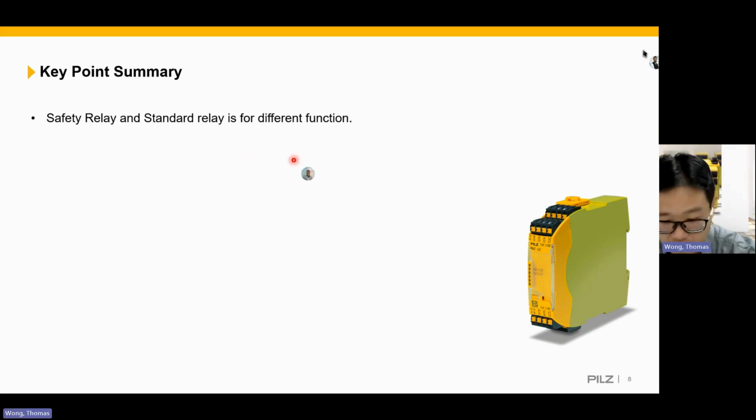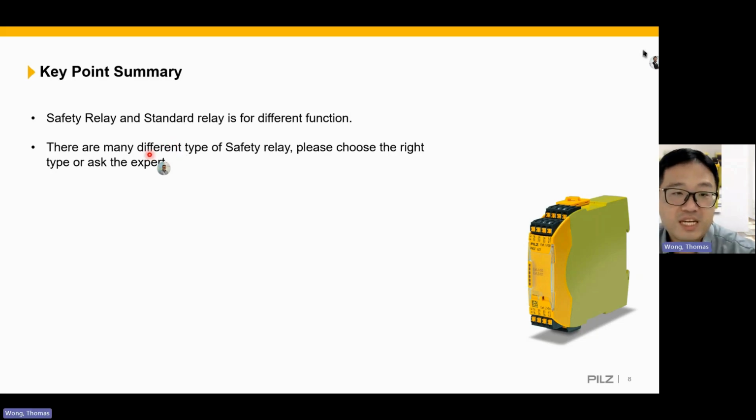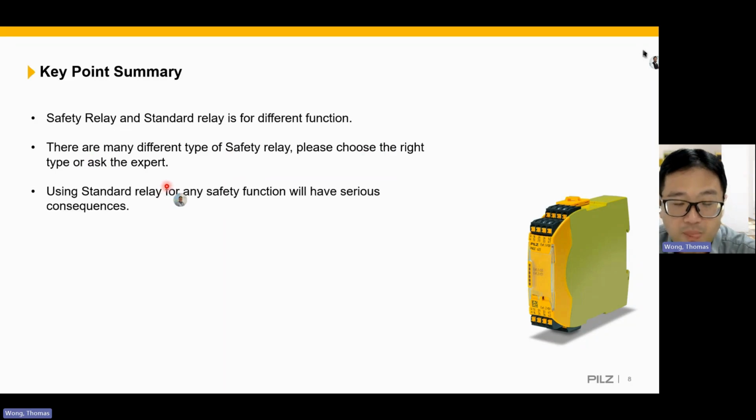Some safety relays actually cannot be used for functions like light curtains. So please take note that each of these safety relays has different functions. It doesn't mean that if you buy a safety relay, you will be able to use it for everything. There are different types of safety relays as mentioned, so please choose the right one. If you're not sure, please ask the expert.